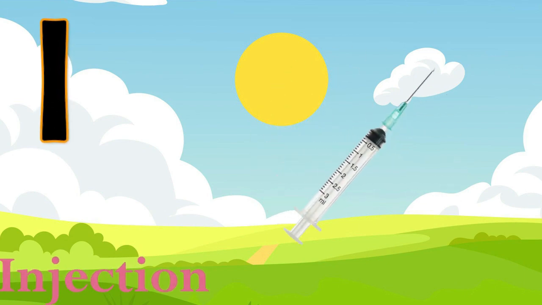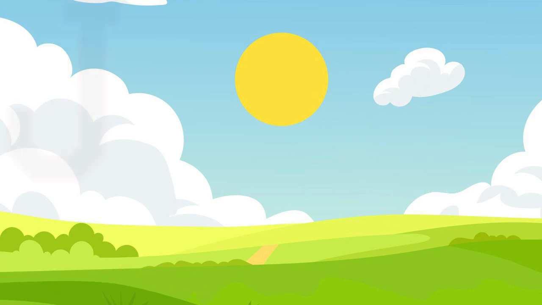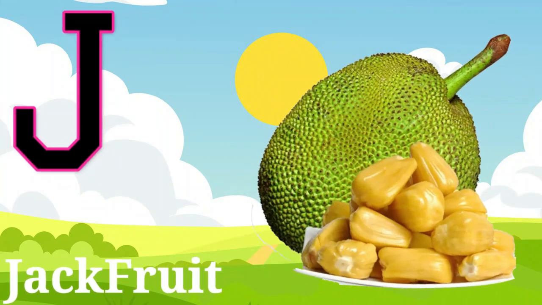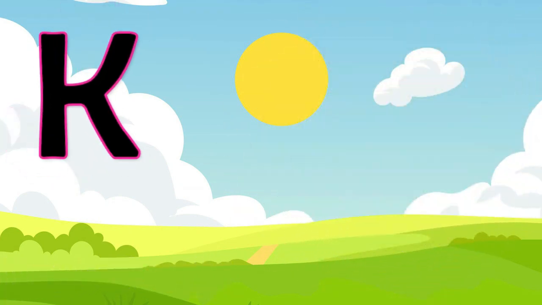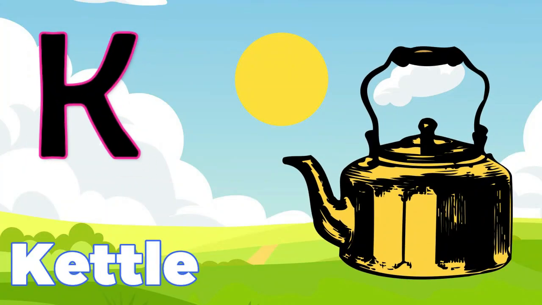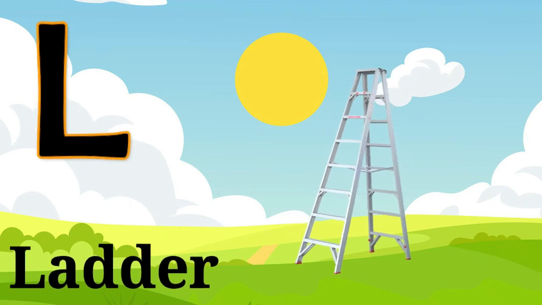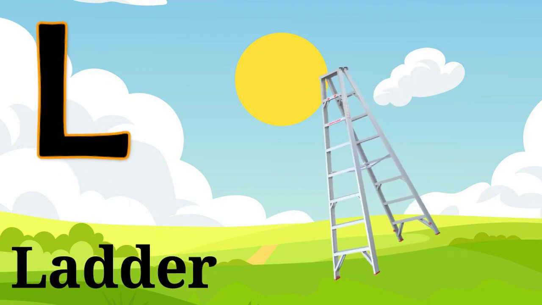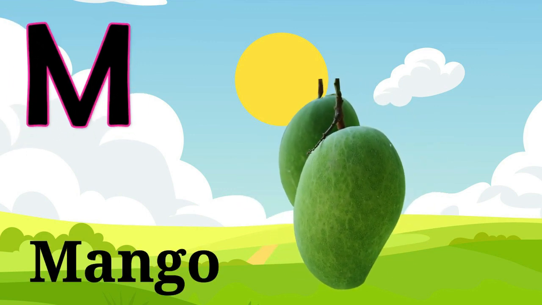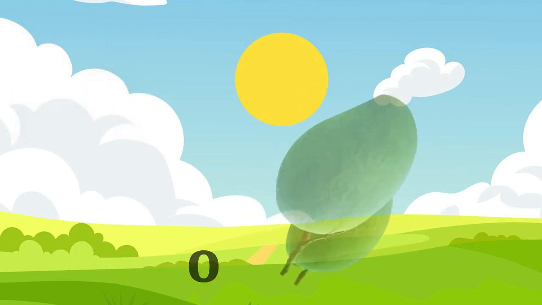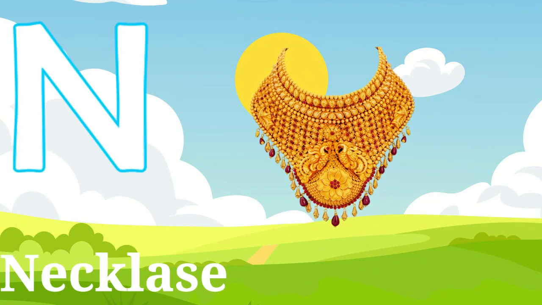I. I for injection. J. J for jackfruit. K. K for kettle. L. L for leader. M. M for mango. N. N for necklace.